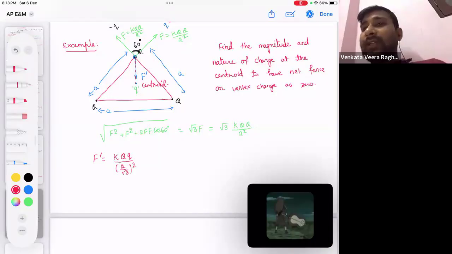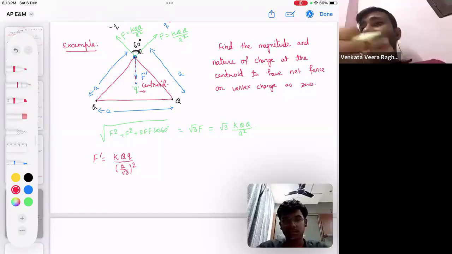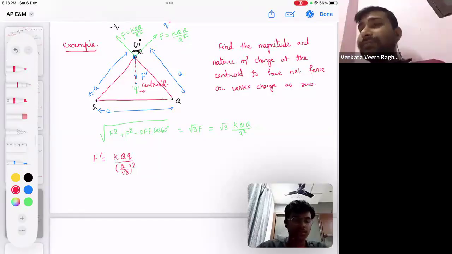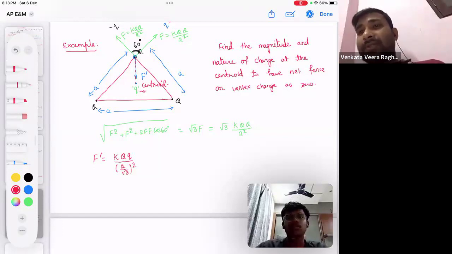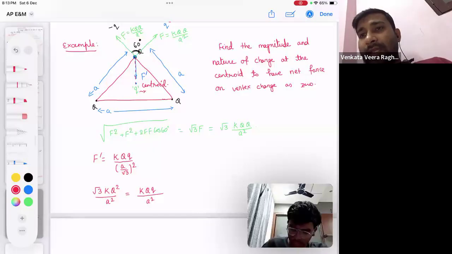Is that clear? Now let's compare it. We already know the nature of the charge, right? This should be what kind of charge? This should be a negative charge. How do we know that? Because it should create an attractive force to balance the two repulsive forces, isn't it? So the nature is already known. Now I just need to find the magnitude. So to find the magnitude, should I compare it? Root 3 k q square by a square should be equal to k capital Q small q by a square into 3. Can I write it?